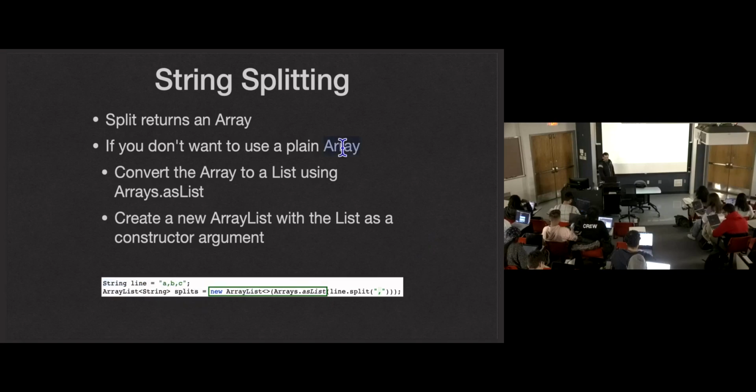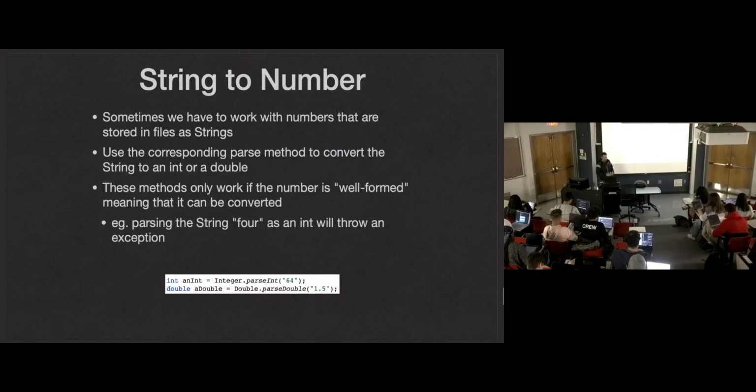So if you want to work with just an array, which I don't think is too big of a deal, it's just one additional thing you would have to think about. So if you don't want another thing to think about, just jam in the ArrayList constructor and use an ArrayList. And finally, string to number.